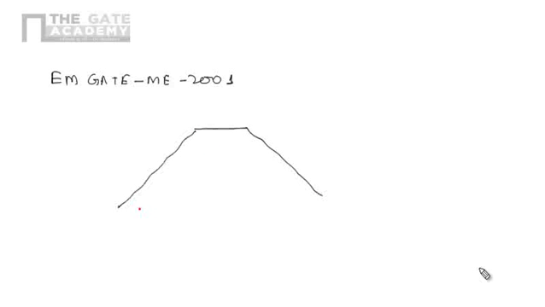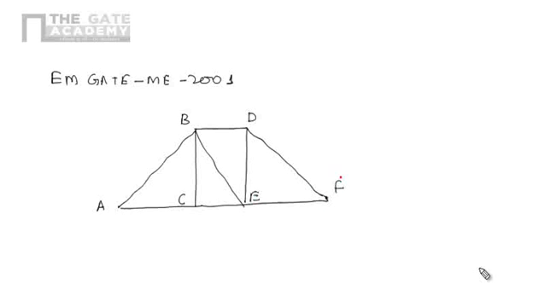Now let's take another problem based on truss, which was asked in GATE 2001. In this problem, a truss is given as shown in the figure. I am just drawing the members of the given truss. This is the truss, and I am just showing the members. This is point A, B, C, D, E, and this is F.